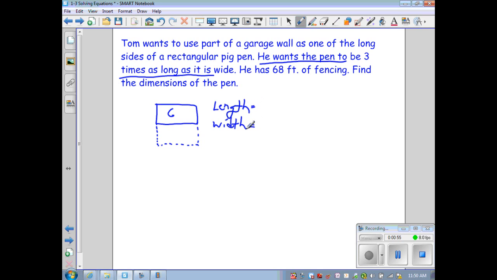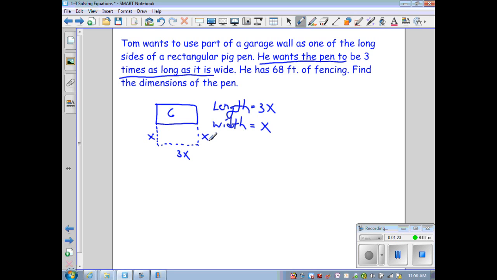So what are we talking about? Length and width. Which one of these do I know least about? He wants the pen to be 3 times as long as it is wide. Well, I know the least about the width, so that's going to be my variable for x. And what is the length compared to my width? It is going to be 3 times as long, so that is going to give me 3x. So my long side is 3x, and my 2 short sides are x.